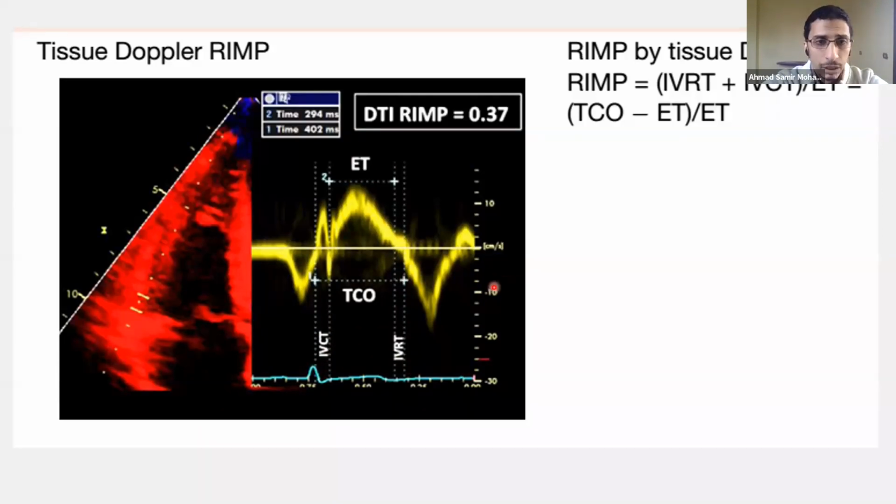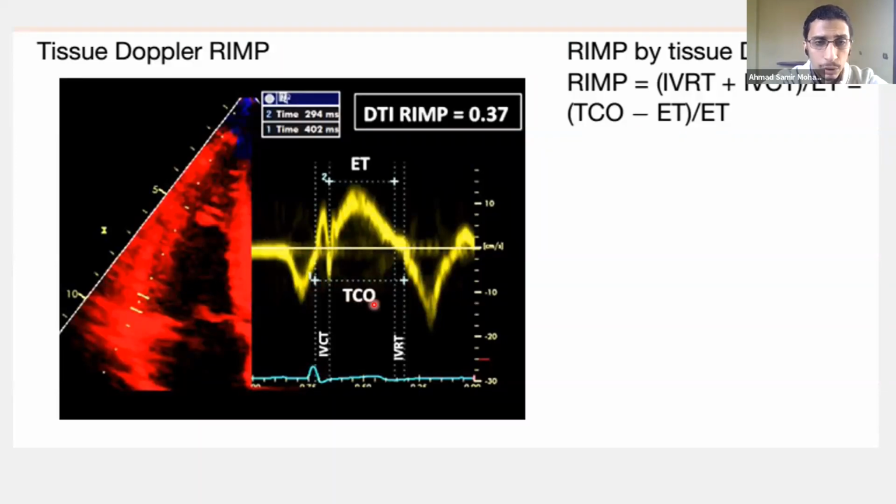Now for simplicity, it has been recommended to take this point to that point, which is the tricuspid closure to opening time. The tricuspid valve closed here from the prior cycle and will open here in the next cycle. So the very outer lines represent the tricuspid closure to opening time.